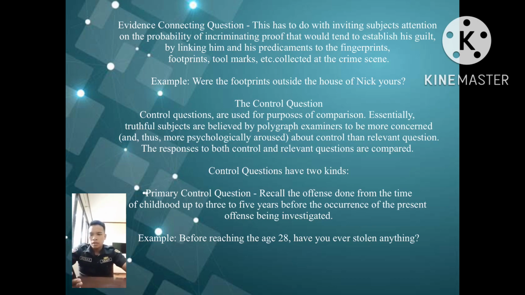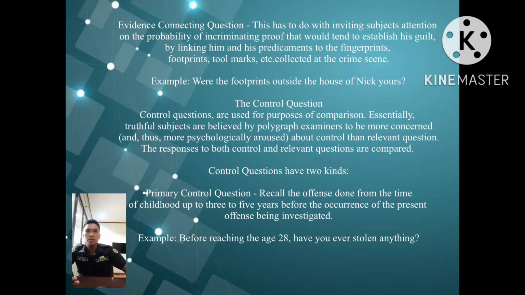So next will be the control question. Control questions are used for purposes of comparison. Essentially, truthful subjects are believed by polygraph examiners to be more concerned, and thus more psychologically aroused, about control than relevant questions. The responses to both control and relevant questions are compared. So for the control questions, there are limited questions given. In this statement, it is said that truthful subjects are believed by polygraph examiners to be more concerned.